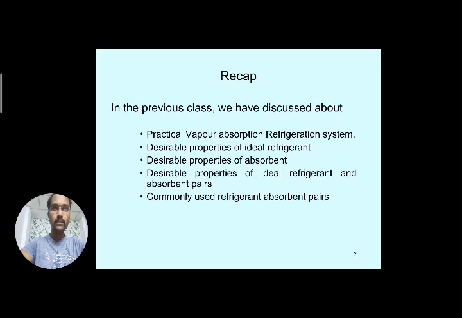We listed some refrigerant and absorbent pairs, and what the state of the absorbent is in a particular pair. It may be solid or it may be liquid. All these things we saw with some examples. So hope you have understood that topic, and with the same spirit we are entering into the next topic.